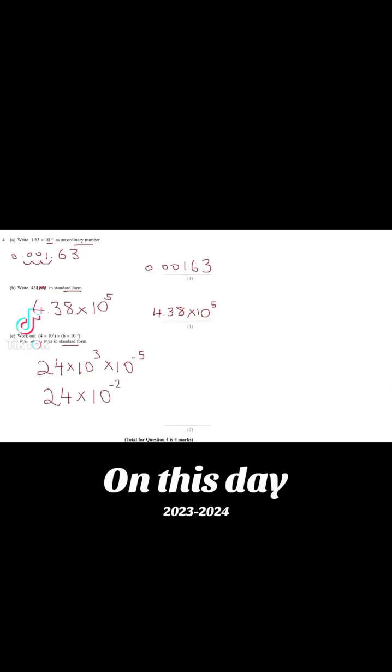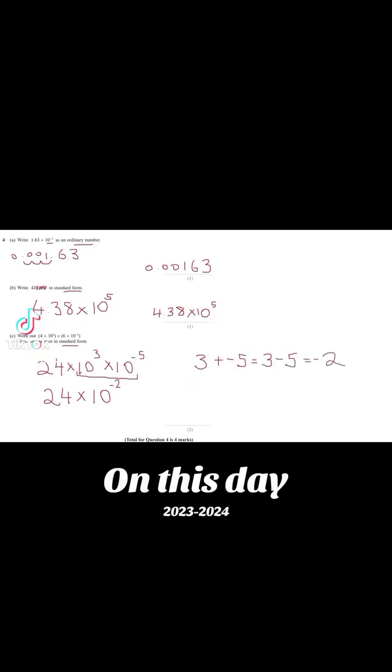If you're not sure where that's come from, when you multiply with the same base, you add the powers. I'm going to have 3 plus negative 5. 3 add negative 5 is the same as saying 3 subtract 5, which goes to minus 2, or negative 2.